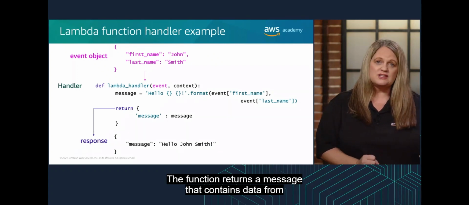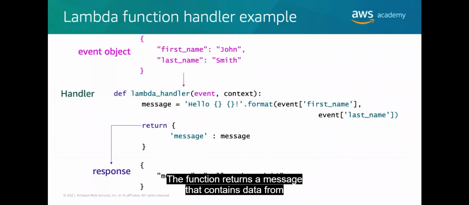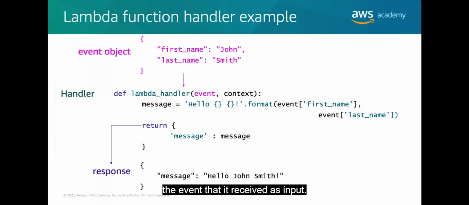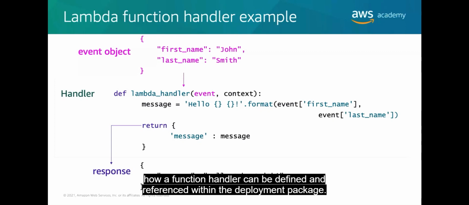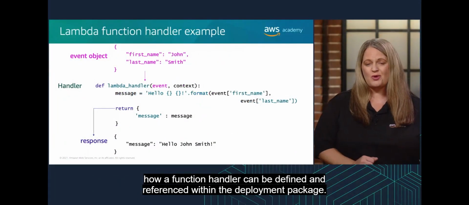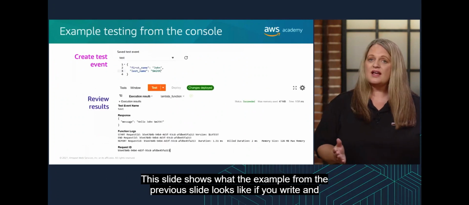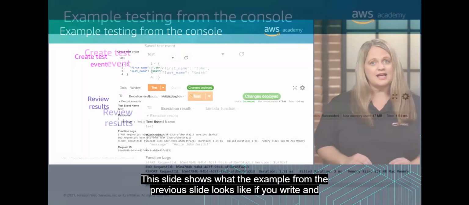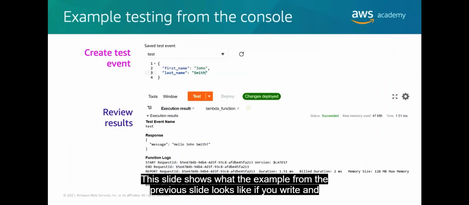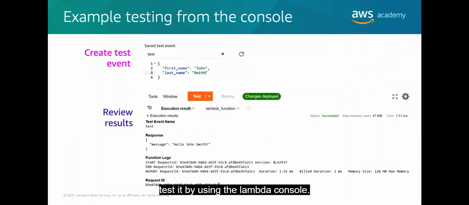The function returns a message that contains data from the event that it received as input. Notice that each language has its own requirements for how a function handler can be defined and referenced within the deployment package. This slide shows what the example from the previous slide looks like if you write and test it by using the Lambda console.